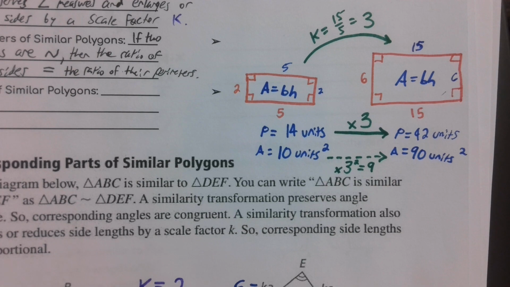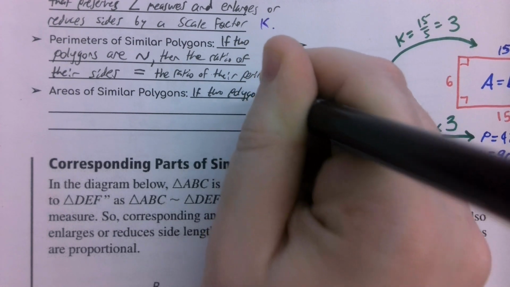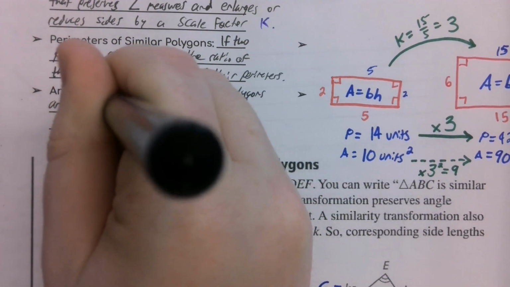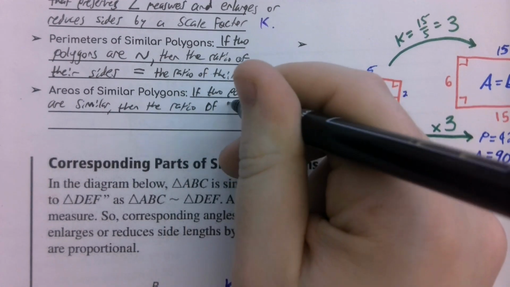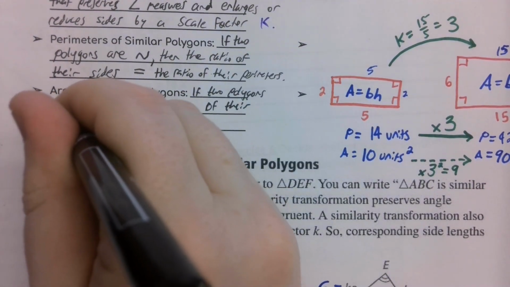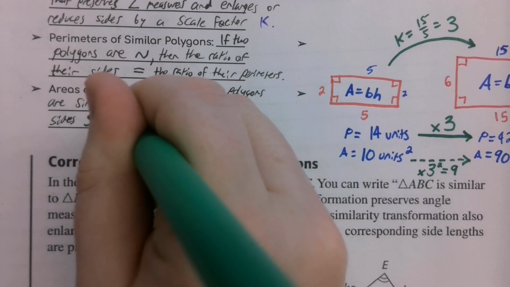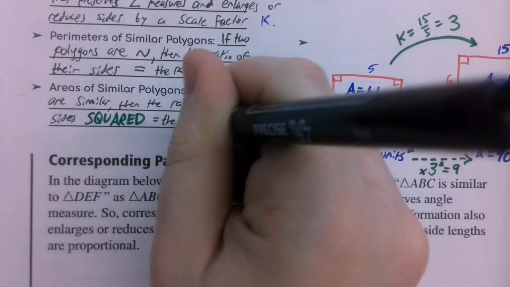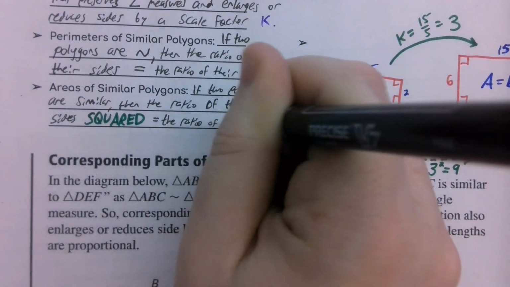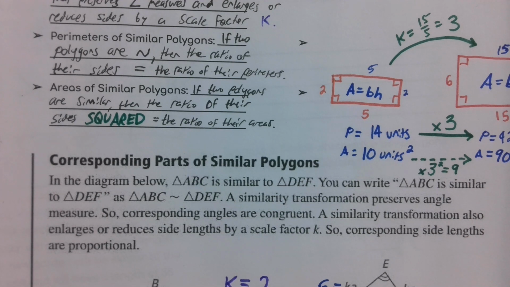So, for the areas of similar polygons, we say the following. If two polygons are similar, then the ratio of their sides squared equals the ratio of their areas. The ratio of their sides squared will equal the ratio of their areas.